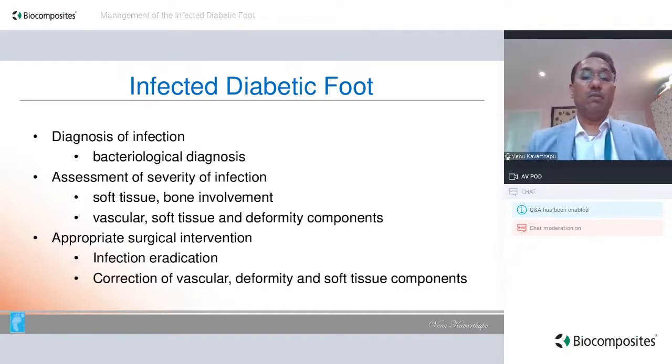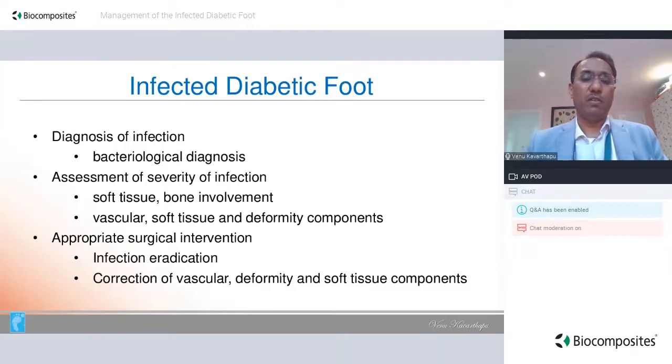So I would like to summarize that when you are faced with an infected diabetic foot, the first step is to achieve a correct diagnosis. We're not talking about a simple diagnosis of the presence of an infection or not. We also need to have a bacteriological diagnosis.